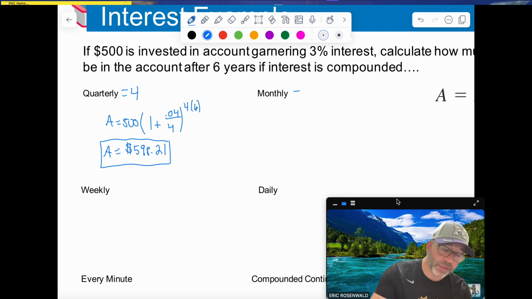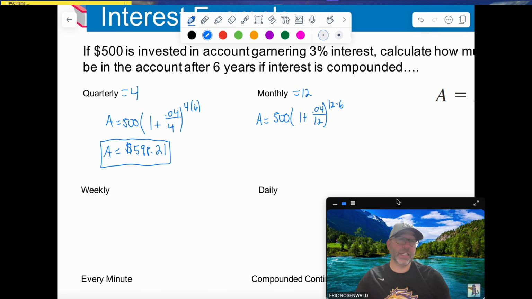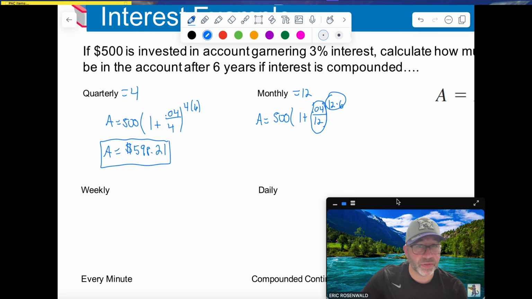Well, when I put in monthly, which is, I hope you know this, there's 12 months, what's going to happen is the formula is going to change. We're going to have 500, 1 plus 0.04 divided by 12, raised to the 12 times 6. So we're going to get interest compounded 72 times over the life of it, 72. But what's happening is that interest rate's being broken into 12 pieces. So what ends up happening is we're going to be at $588.47.